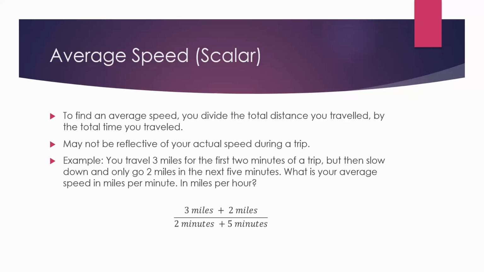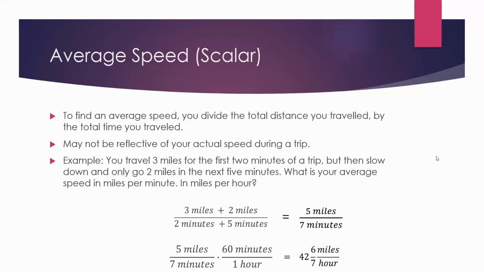So the total distance I traveled is 3 plus 2. The total time I traveled would be 2 minutes and 5 minutes, or 2 plus 5. So pretty easy math here. We got 5 miles every 7 minutes. If I were to take 5 miles per 7 minutes and convert that into miles per hour, I would find that I was actually traveling 42 6/7 miles per hour.